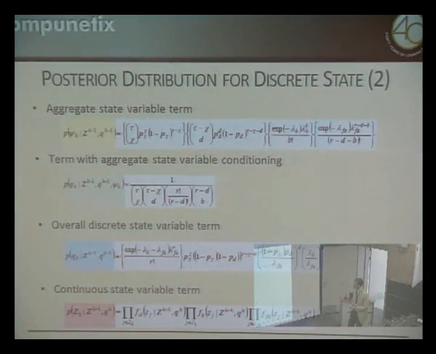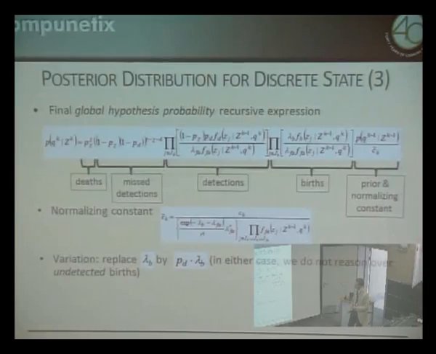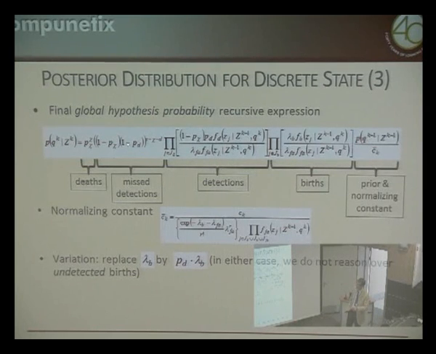And so the details I'm going to skip. But the bottom line is that you can do it. You can write the posterior distribution as a function of the previous posterior distribution, and some other terms that tell you, okay, some targets died, and some targets didn't die and weren't detected, and some targets didn't die and were detected, and here's the filtering score that goes with them, and some other targets were born. So you can do that.